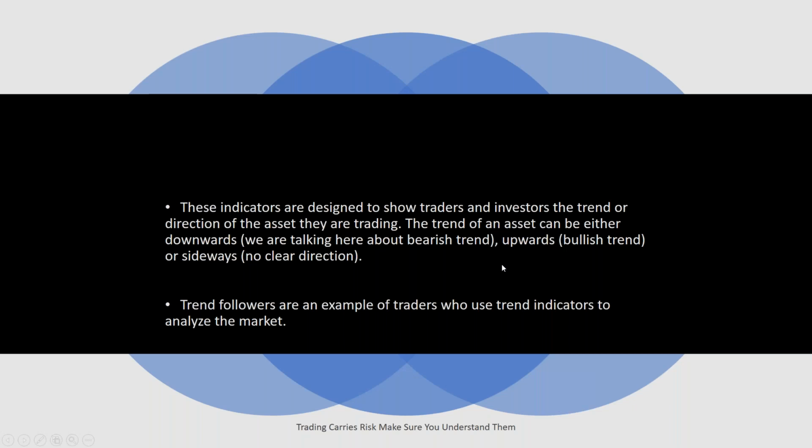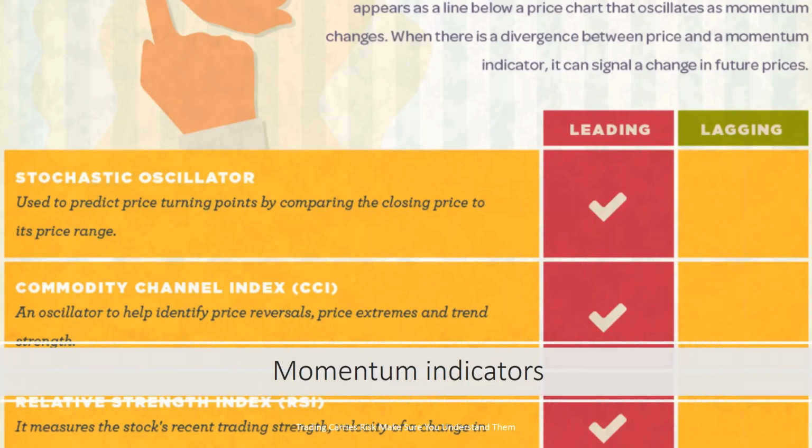Now, these indicators are designed to show traders and investors the trend or direction of the asset they are trading. The trend of an asset can be either downwards, upwards, or congestion or sideways. Trend followers are an example of traders who use trend indicators to analyze the markets.